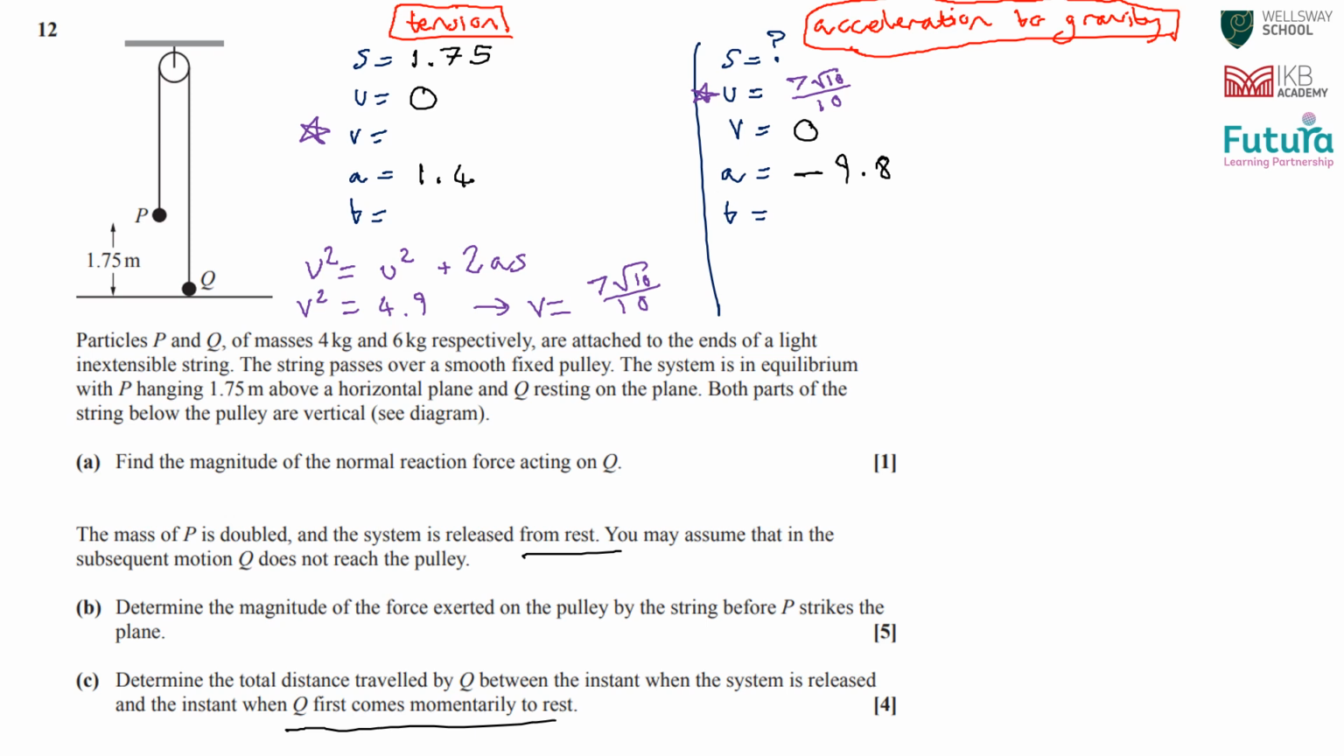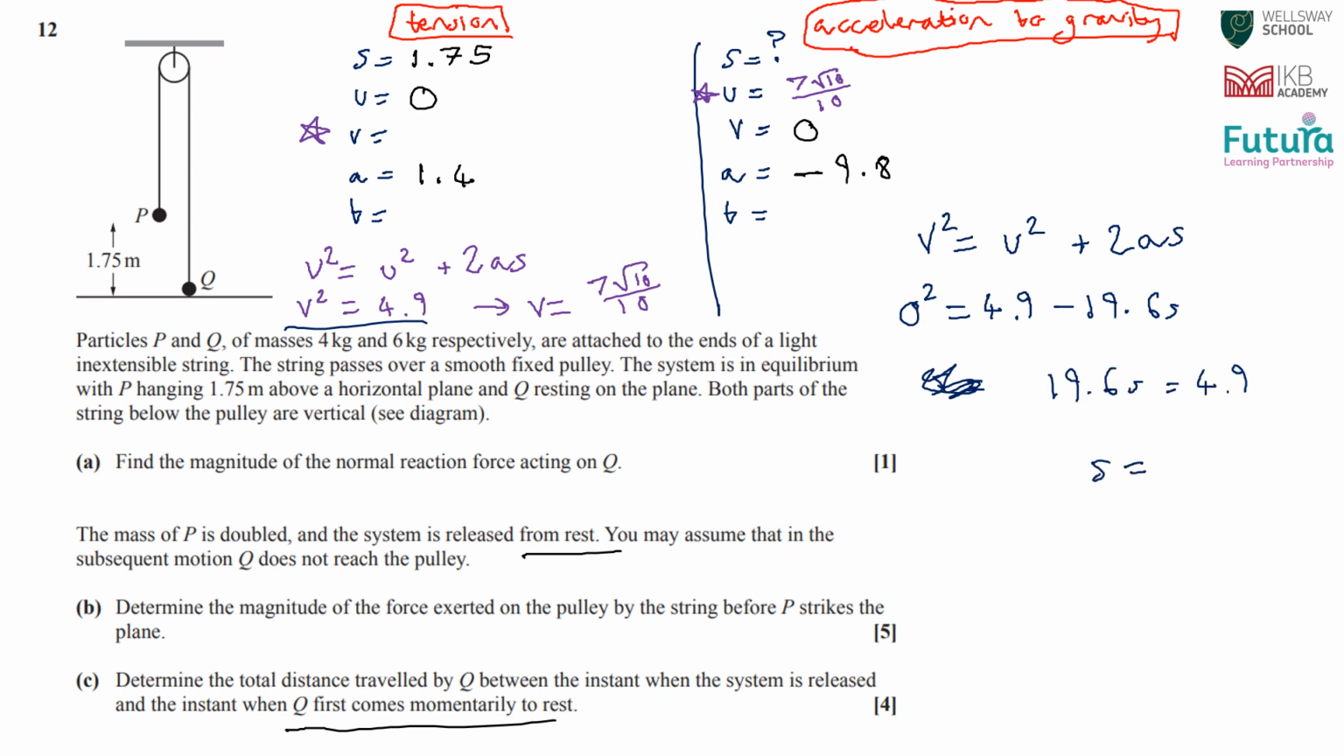So again, we can use our SUVAT equation of V squared equals U squared plus 2AS. In this case, we get 0 squared equals, now just remember, we worked out here that V squared was 4.9, so in this case U squared is just going to be 4.9 minus 19.6 S. We can then solve that. We get 19.6 S equals 4.9, and therefore we get S equals 0.25.